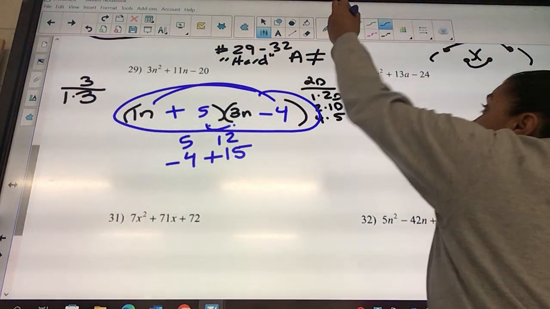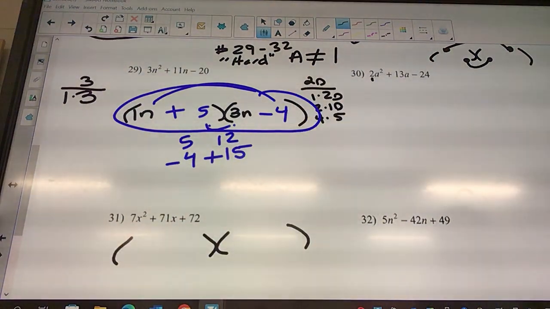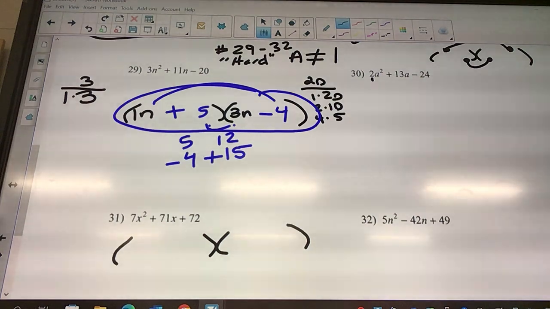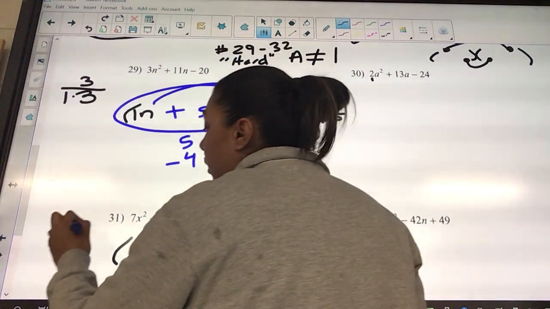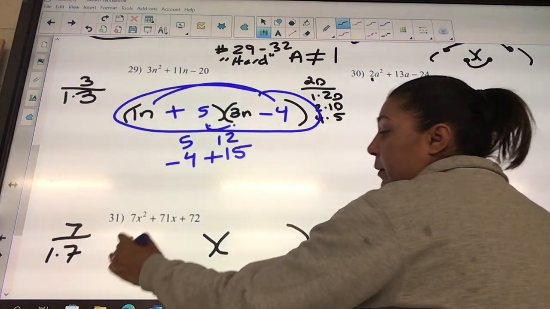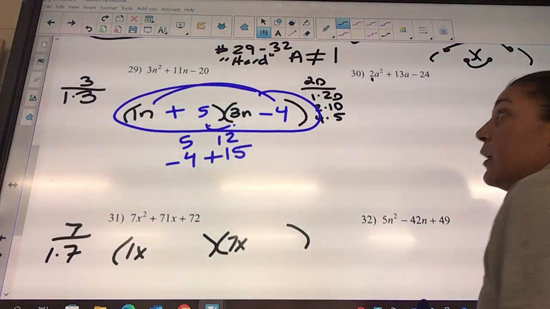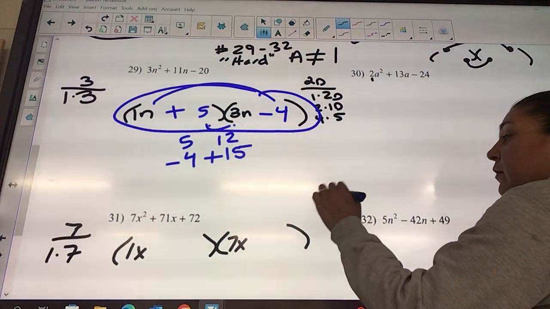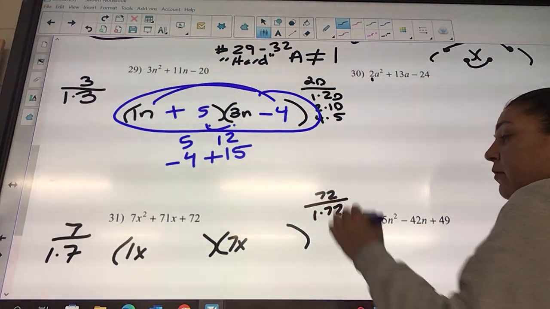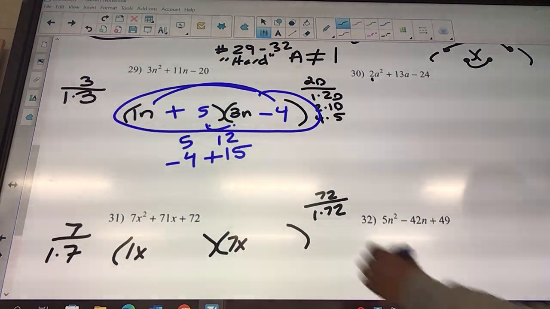Okay, number 31 is exactly the same. It's just more practice. So we're going to draw these. You're going to make a list of what number? 7. Perfect. Again, I know all of you guys know how to do this part. So it's going to be 1x, 7x. And then we're going to make a list of what? 72. 1 and 72. And then I don't know what else. 2 and 36.